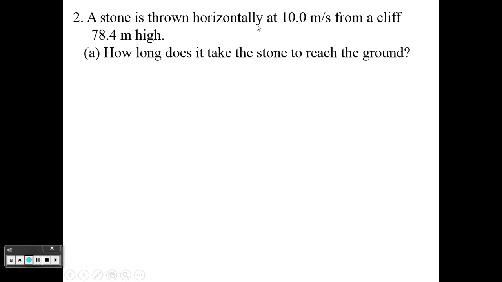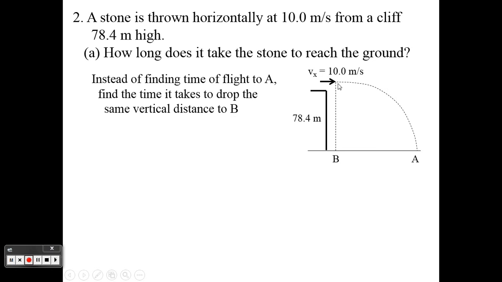A stone is thrown horizontally at 10 meters per second from a cliff 78.4 meters high. How long does it take the stone to reach the ground? Once again, here's my diagram. Once again, the time of flight for each of these paths will be the same. So it's easier to find the time to drop 78.4 meters. So let's do that instead.